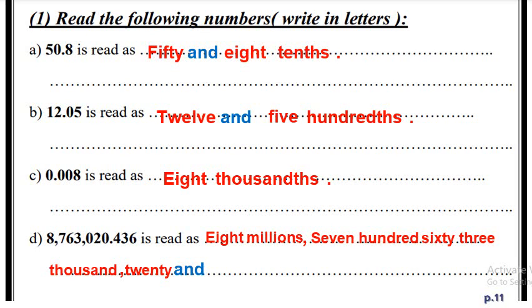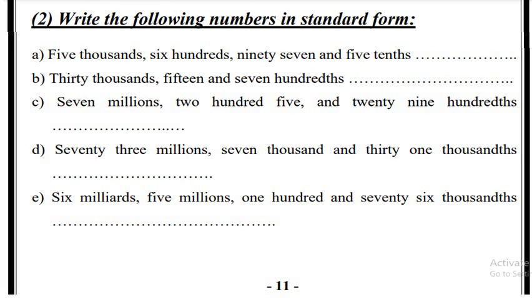Decimal point is and. So write and. Here we have 436. Read the entire number is 436. The last place value is thousandths. So write thousandths. So the number is 8,763,020 and 436 thousandths. Don't forget, and means the decimal point. And now number 2. Write the following numbers in standard form.